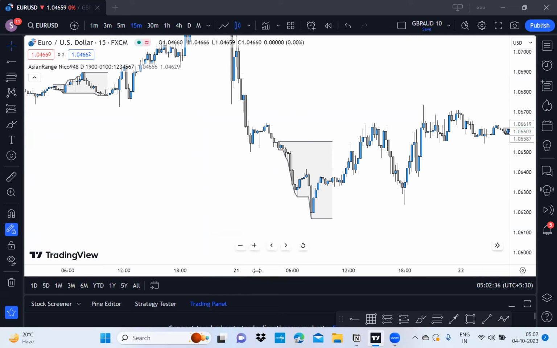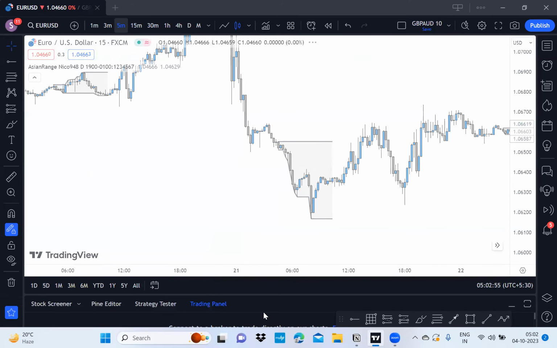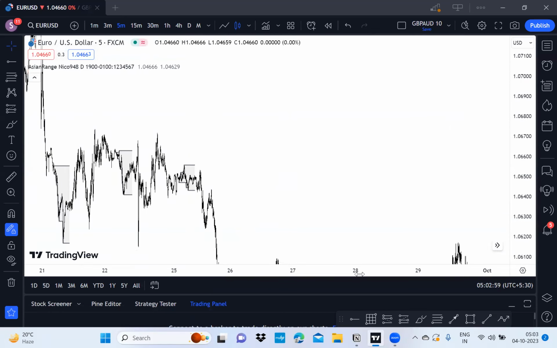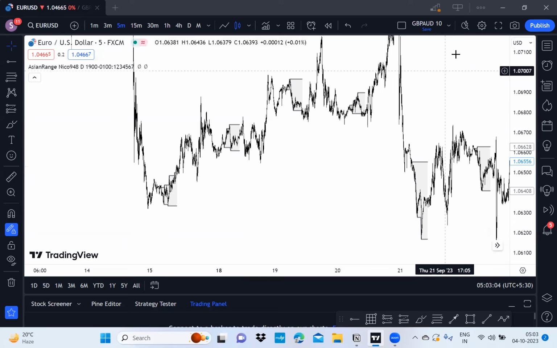Now the next step is Asian liquidity hunting. So on which time frame? 5 minute. We will do all these steps on 5 minute time frame. Asian liquidity sweep done. So let's go on 5 minute time frame and see what is happening. Market is falling from that POI. So let's see. Okay, so market is falling from this POI.